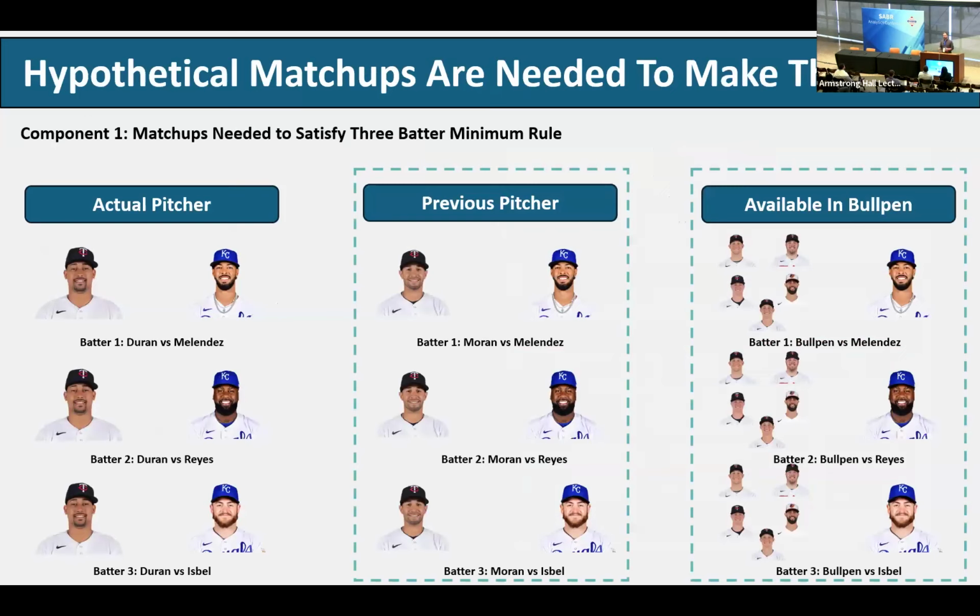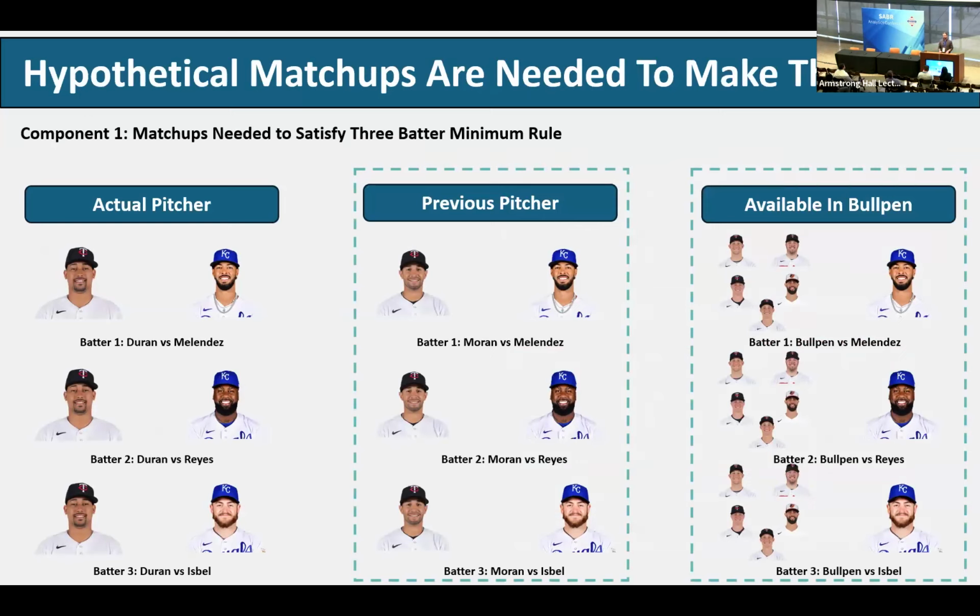So what I did was I broke apart a given pitching change decision by the 3-batter minimum rule. So for every plate appearance matchup that they would need to satisfy that rule is what I consider for this, what I'm calling component one.